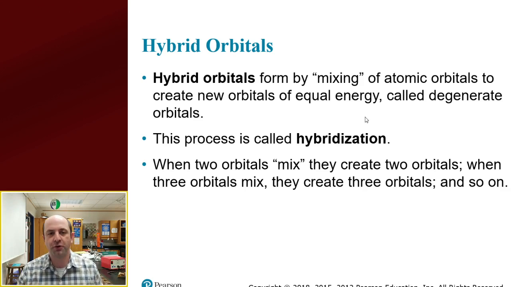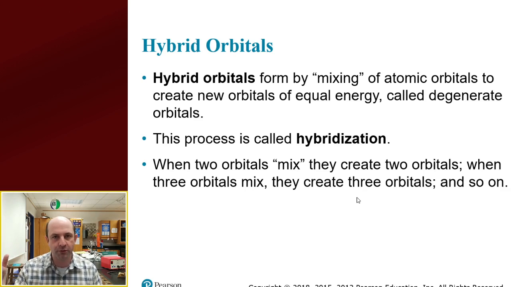The theory, quote unquote, behind these is that atomic orbitals will mix together and form hybrid orbitals that are equal in energy to each other. So they're degenerate again. This process, we call hybridization. The basic rule is however many orbitals we mix, we get that same number of hybrid orbitals out. If we mix 2 orbitals together, we get 2 hybrid orbitals. If we mix 3 atomic orbitals, we get 3 hybrid orbitals. If we mix 4, we get 4.